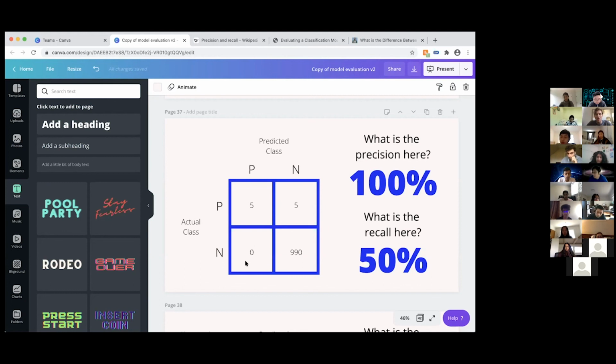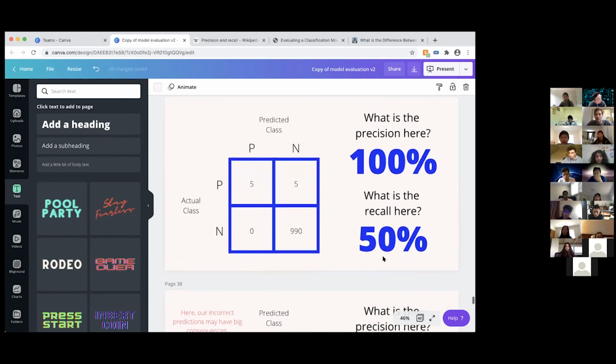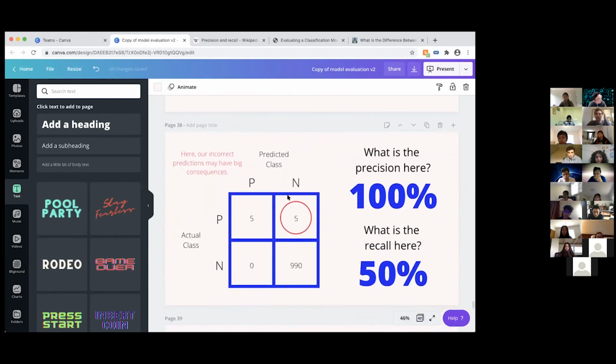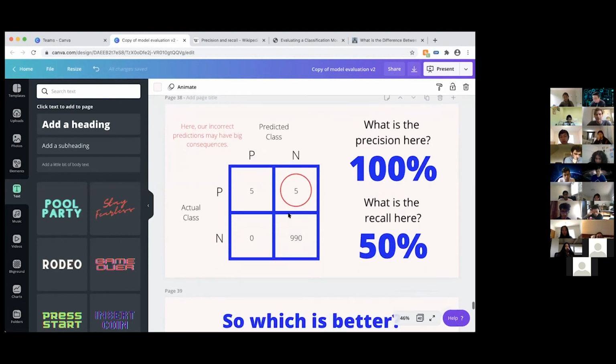In doing so, we never suspect fraud when it's not fraud, right? So in this case, we have high precision and an okay recall. But here, our incorrect predictions may have big consequences, right? So if we have these 5 cases of fraud that we're missing, and we're letting slide under the radar, this could have huge consequences for the owners of those bank accounts, right? They could become victims of fraud and lose a lot of money. So this is something we would want to avoid in this particular situation.